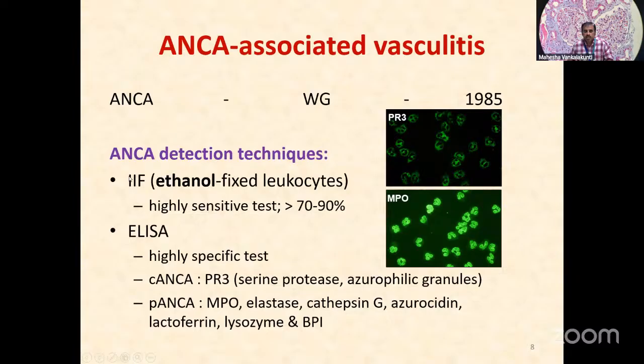So in the indirect immunofluorescence, these are the images for the C-ANCA and that of P-ANCA. The P-ANCA is basically perinuclear, that's how the nomenclature, it is P-ANCA, whereas the C-ANCA is more of a cytoplasmic positivity that is seen here, and that's the reason why it is called a C-ANCA.